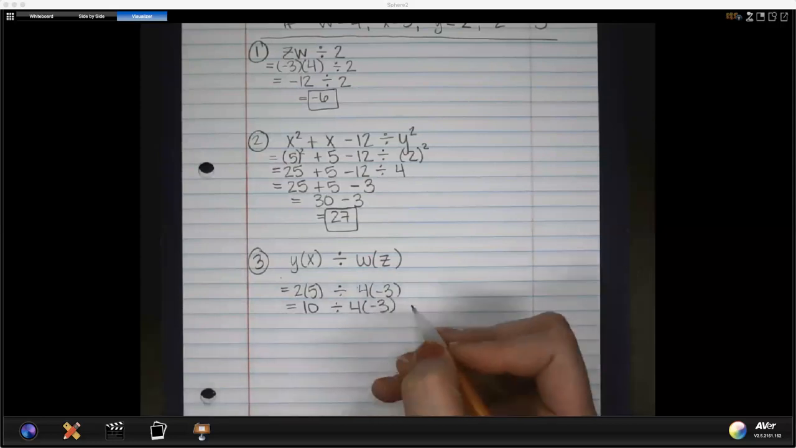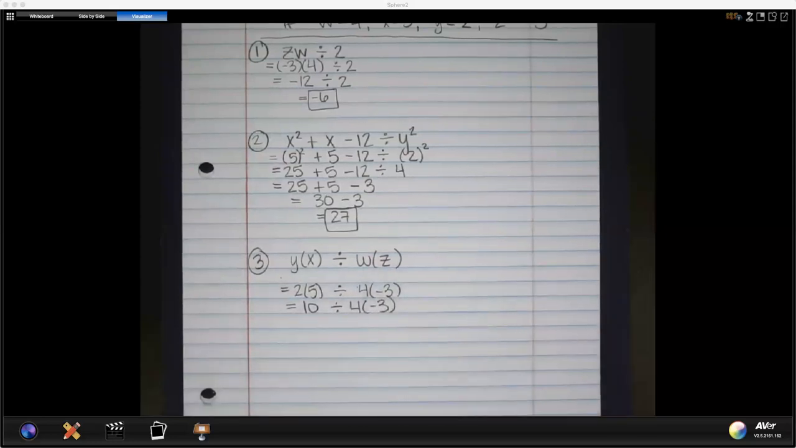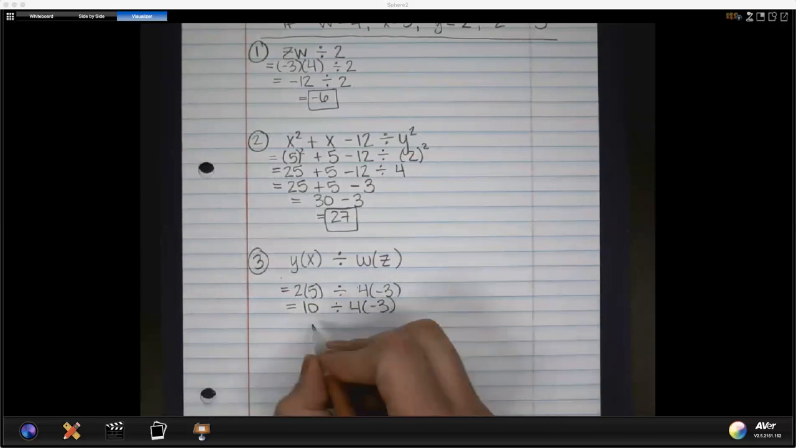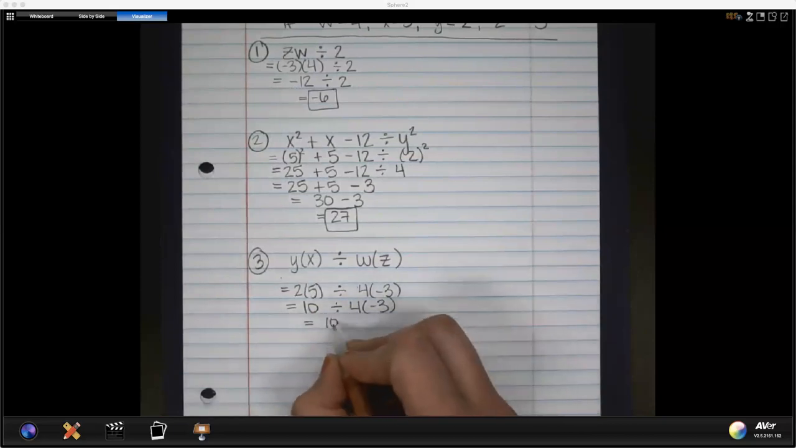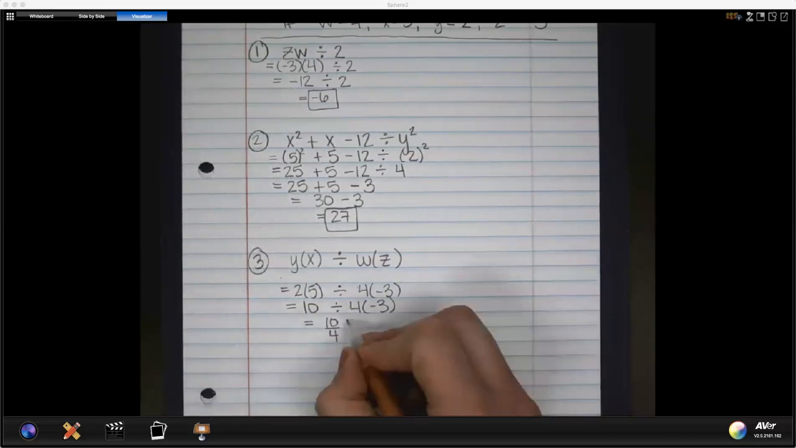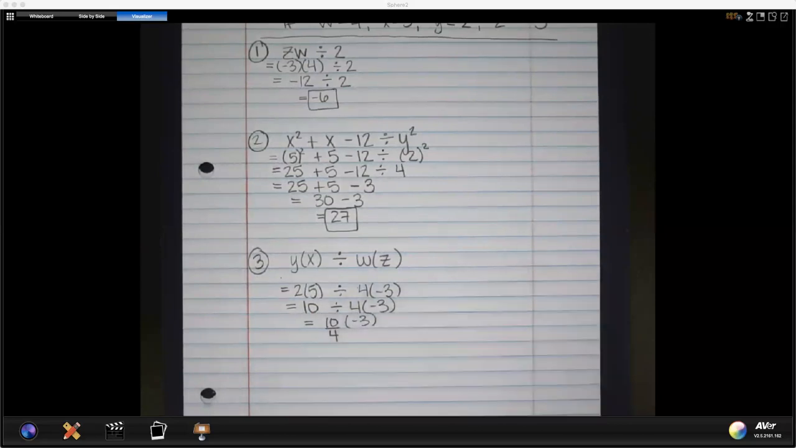What should be the next step that we complete? 4 times 3, -3. Is there a multiplication or division before that? Are we doing left to right multiplication and division? So we should have 10 divided by 4 times -3. Okay, can 10 divided by 4 simplify?